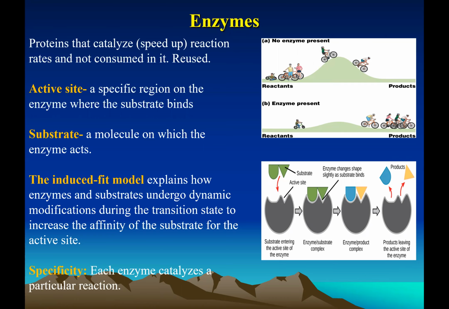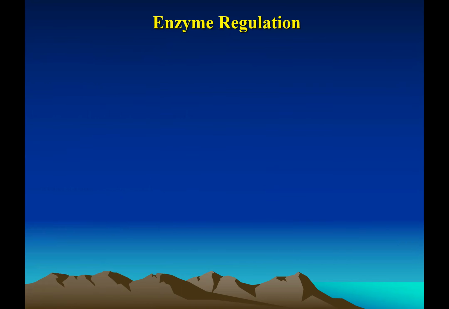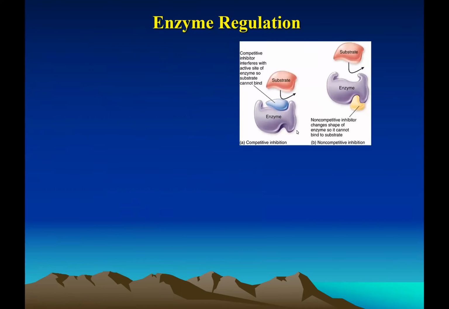So how are enzymes regulated? Here's the enzyme, and here's the active site where the substrate will come and sit. But if a molecule mimics the shape of the active site, mimics the substrate, and goes to sit there, the substrate can't come sit. So it is competing for the active site. That is called competitive inhibition.